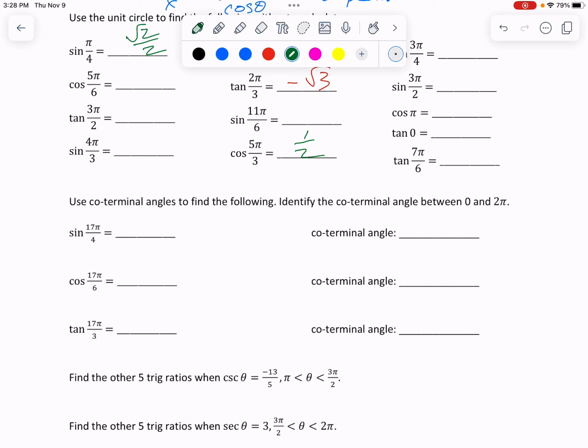Okay, so with these, I can think about the coterminal angle. If I have 17 pi over 4, I can subtract away 8 pi over 4, which is 1 time around the unit circle, because 8 pi over 4 is 2 pi. That puts me at 17 minus 8, which is 9 pi over 4. Oh, that's still too big. So I can take 9 pi over 4 and subtract away 8 pi over 4 again. And so the coterminal angle is going to be pi over 4. What's sine of pi over 4? Root 2 over 2. And I'm done.